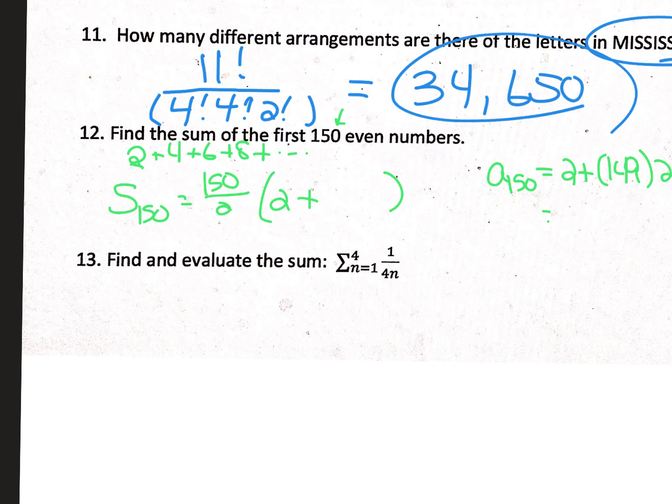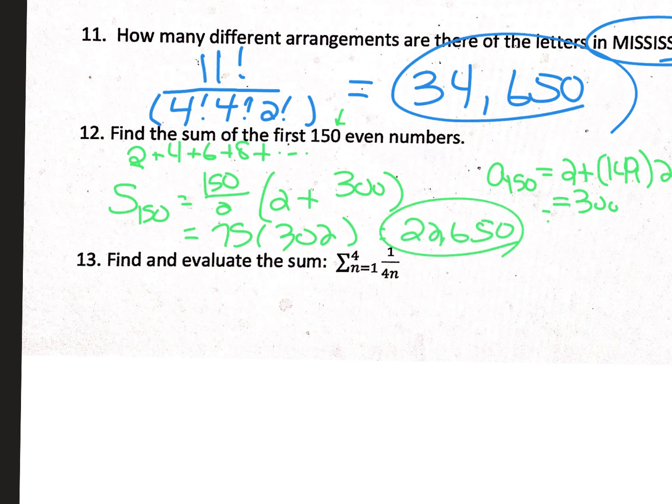And I'm punching that in, 2 times 149 plus 2. I'm getting 300. So the 150th even number is 300. That kind of makes sense when you think about it. So out here I have 75, and here I've got 302. So I'm going to punch in 75 times 302. 22,650 would be the sum, if you just add up the first 150 even numbers.